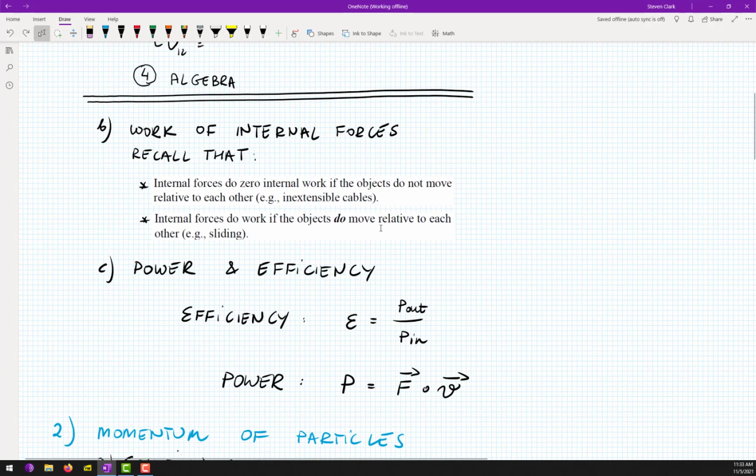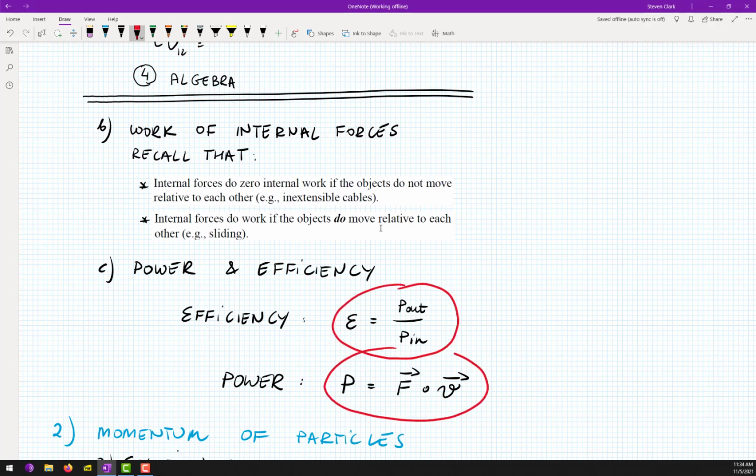Then, when you're asked to do something with power and efficiency, I have no recipe for that. I usually just write down this equation and this equation for efficiency and power respectively, and I try to figure stuff out. This is my recipe. Okay, questions so far about work energy?